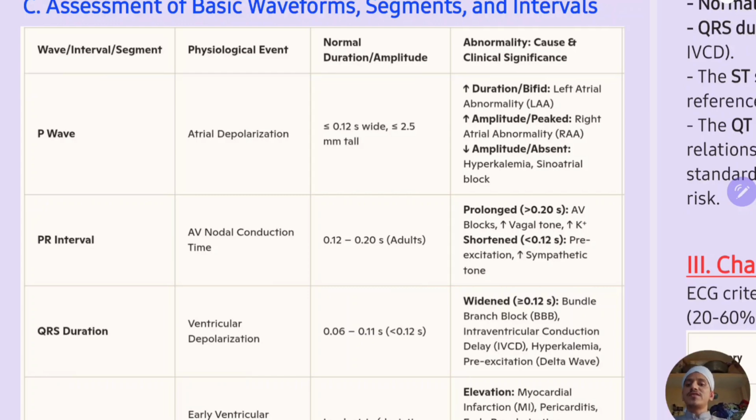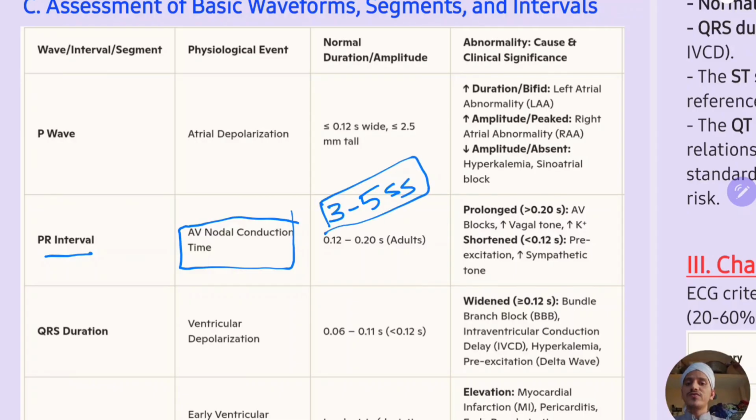Next, coming to the PR interval. PR interval signifies AV nodal conduction time. So normally the PR interval is, remember, 3 to 5 small squares in width. This is the normal width of the PR interval.